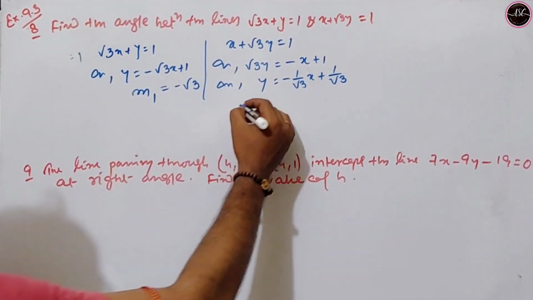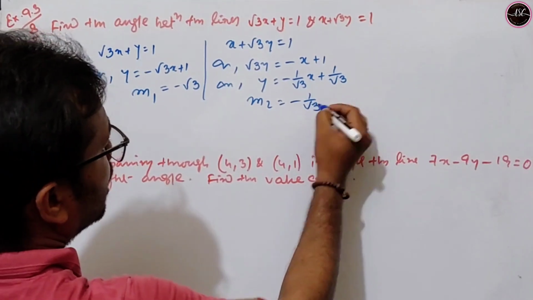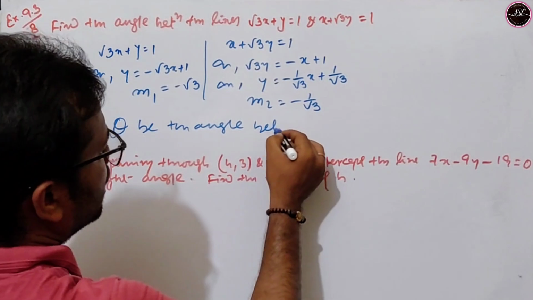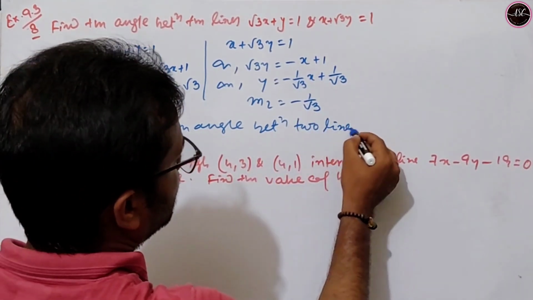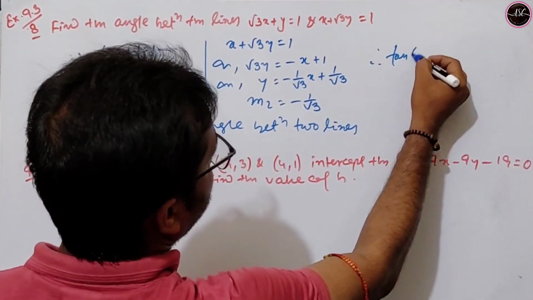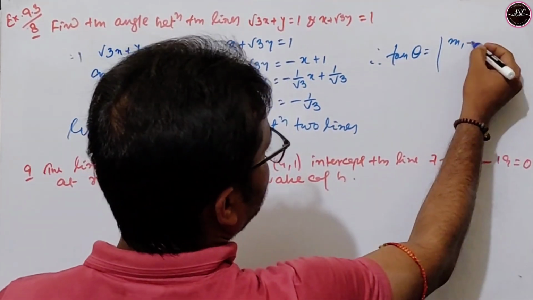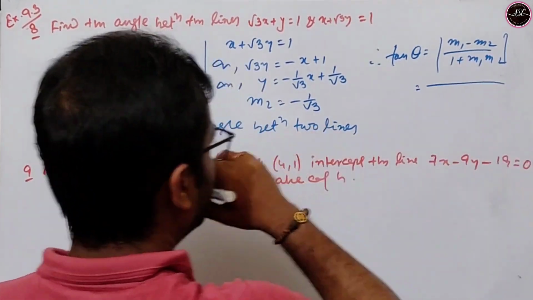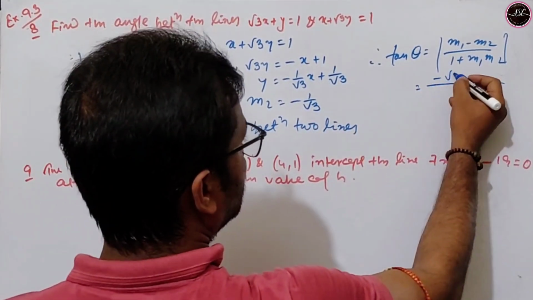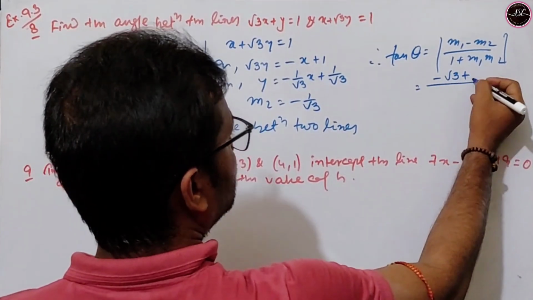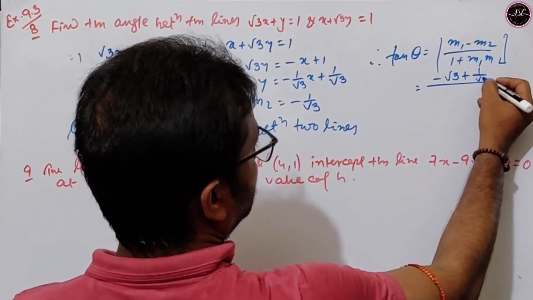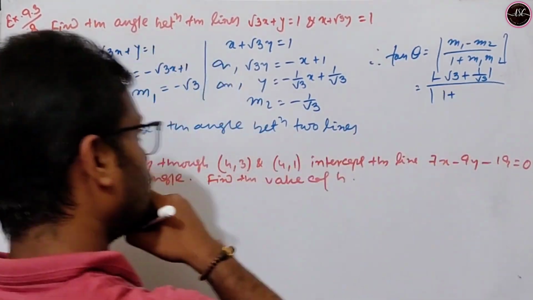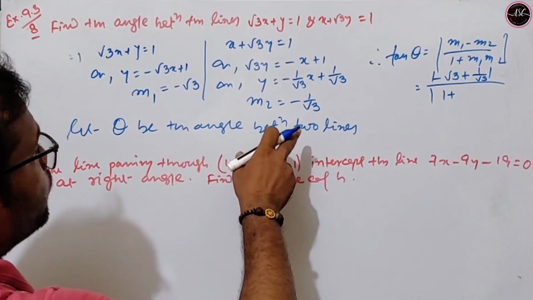Okay, so here m2 equals minus 1 by root 3, and let theta be the angle between the two lines. Therefore tan theta equals mod of (m1 minus m2) divided by (1 plus m1 m2). Just put the values m1 equal to minus root 3 and m2 equal to minus 1 by root 3. That means the minus will be plus, so mod of this, and 1 plus m1 m2 is equal to 1 plus 1, which is 2.